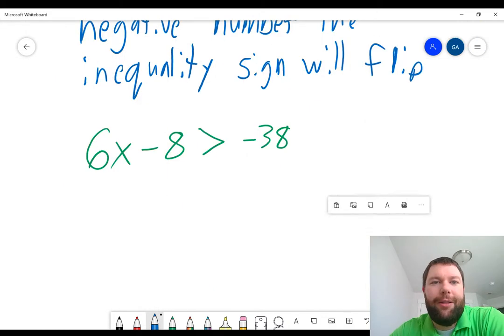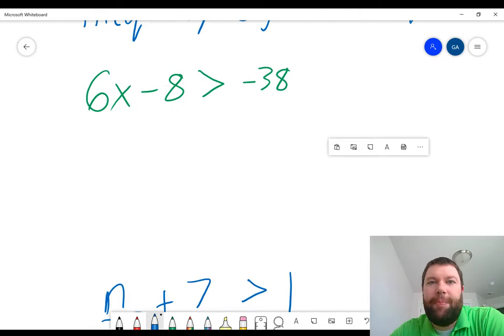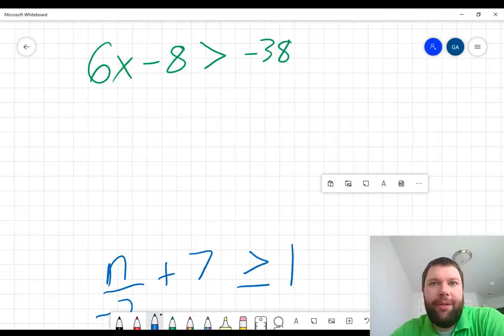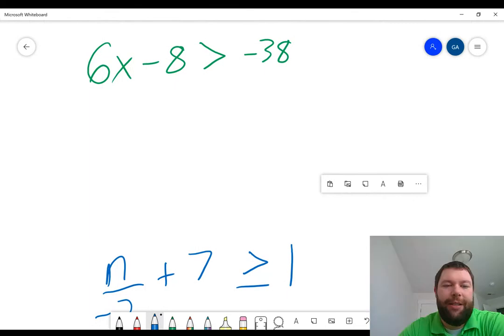So let's look at an example here. Now you're not going to have to flip it every time, but you do have to flip it sometimes.